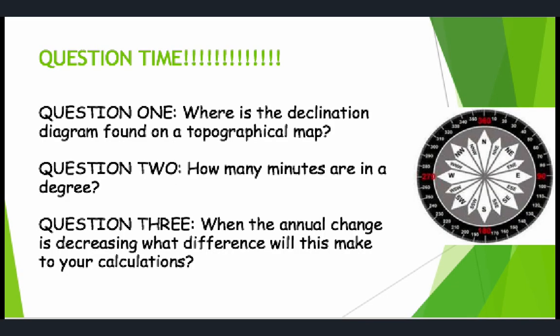Now for the confirmation questions for teaching point 2. Once again, these questions will be able to be answered at the end of the lesson during the Kahoot. Question 1. Where is the declination diagram found on a topographical map? Question 2. How many minutes are there in a degree? And question 3. When the annual change is decreasing, what difference will this make to your calculations?